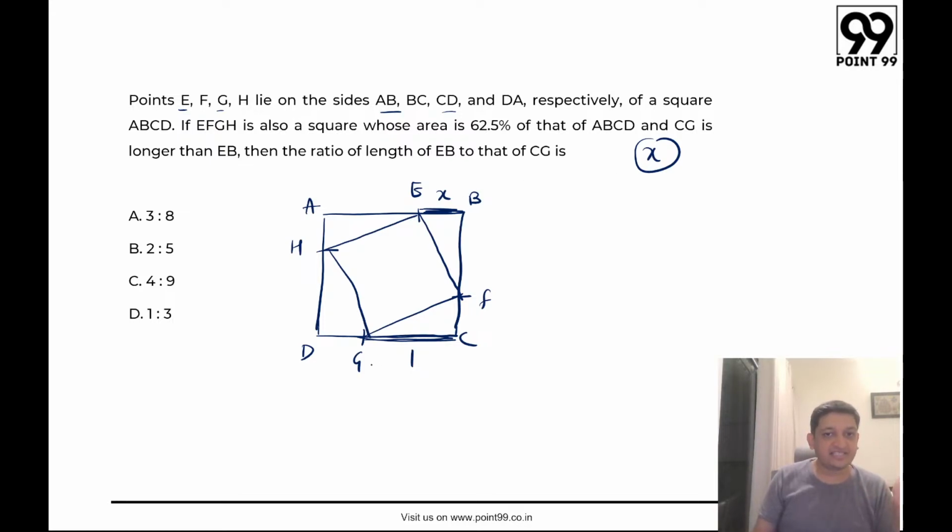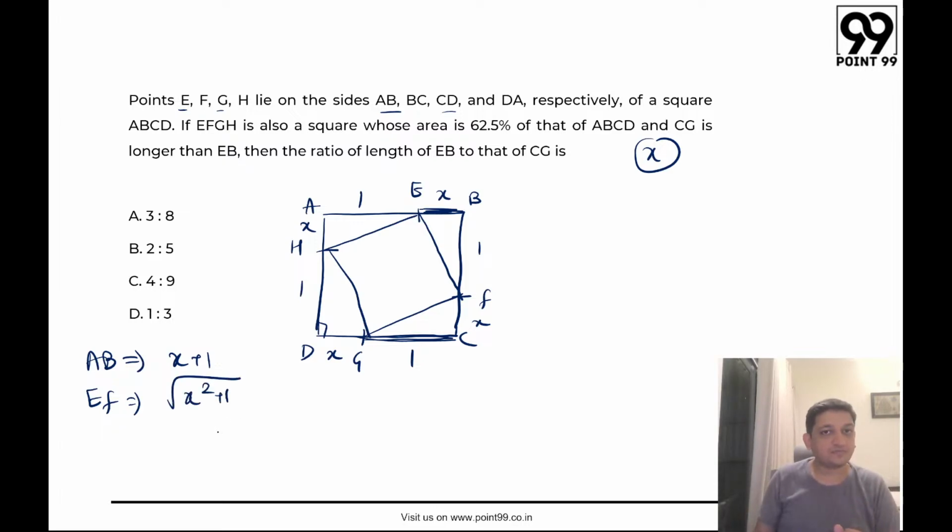Now if EB is X and CG is 1 and this is basically a square, I can say that DG should also be X. I can say that HD should be 1, AH should be X, AE should be 1, BF should be 1, FC should be X. Now the side of the larger square, AB, will be X plus 1. What will be the side of the smaller square, the inner square? If you look at this right angled triangle, EF, which is a side of the smaller square, will be nothing but root of x square plus 1.